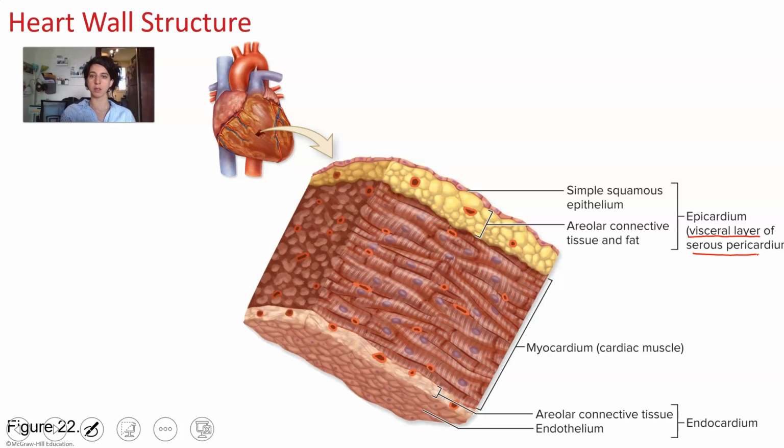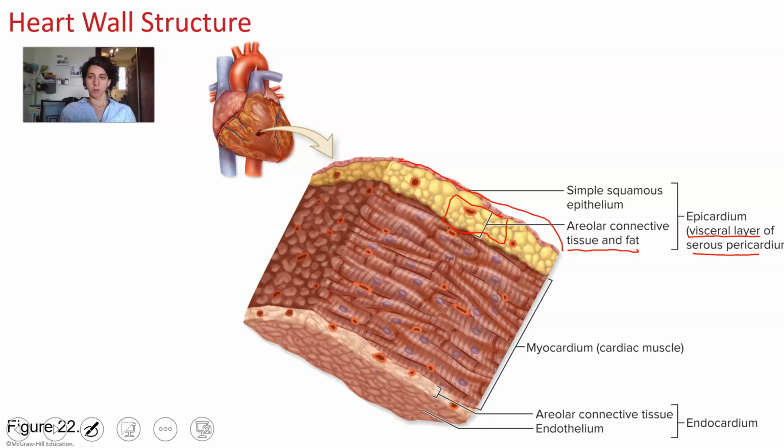So if we start there, our visceral layer is comprised of simple squamous epithelium, and then typically we have this layer of areolar connective tissue and fat. And as we age, we actually start to deposit more fat there. And this fat has a very important function in helping the heart do what it has to do.